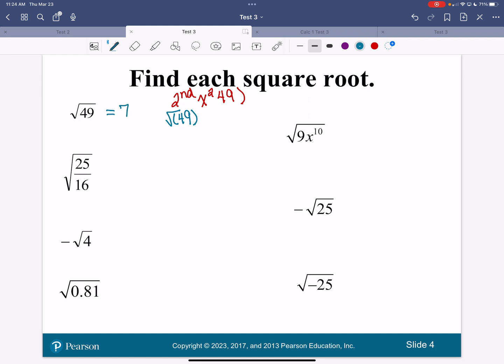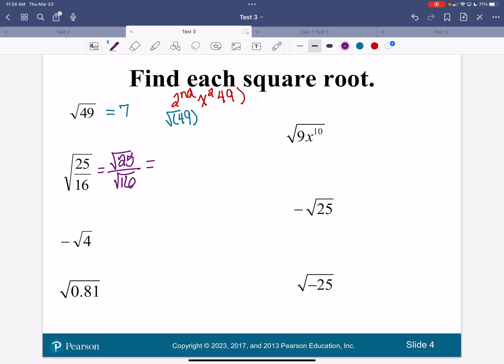Now, we're going to do the same thing with 25 over 16. We're going to take the square root of that. Now, if you put that in your calculator, you're going to get a decimal. In general, I don't want a decimal unless the problem is a decimal. If you're given a fraction, I want a fraction. Okay? So, what this means right here, this means the square root of 25 over the square root of 16.